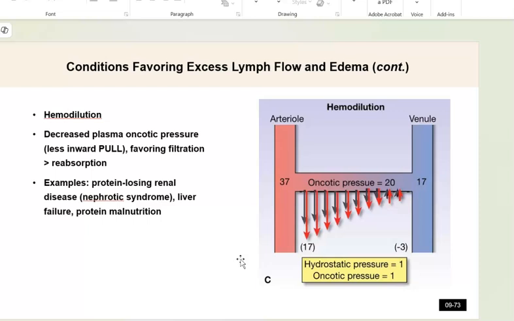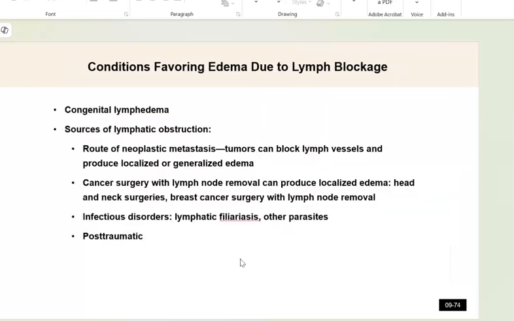We can have hemodilution, so a decreased plasma oncotic pressure, so we have less pull, which again favors filtration, so the fluid stays in the interstitial tissue. This is like nephrotic syndrome, liver failure, or protein malnutrition. You can have congenital lymphedema. You can also have lymphatic obstruction by things like tumors, cancers, surgeries, infections, or trauma to the area.